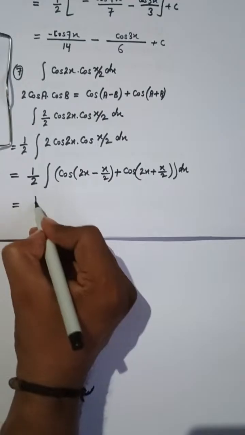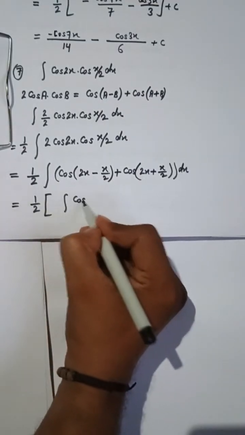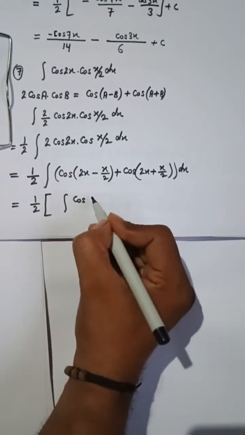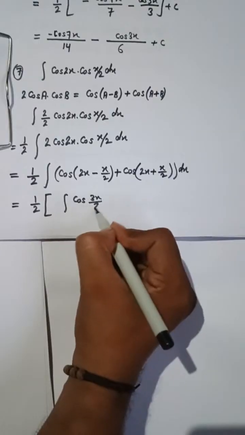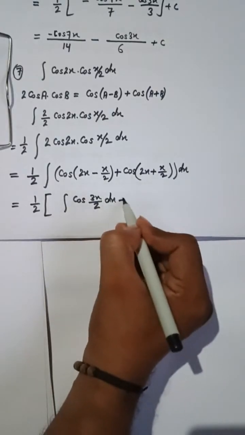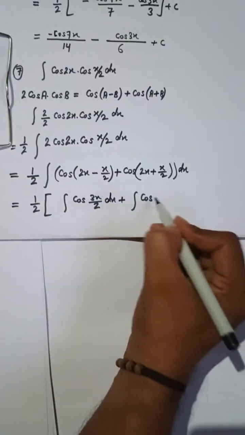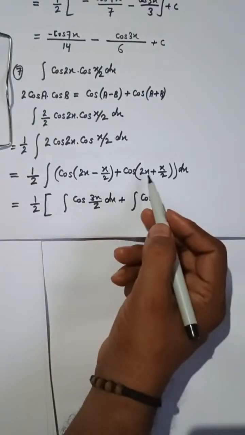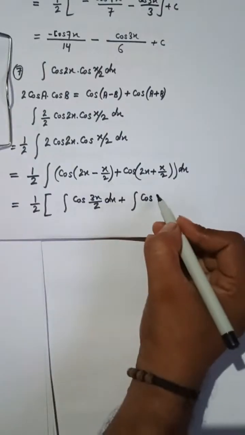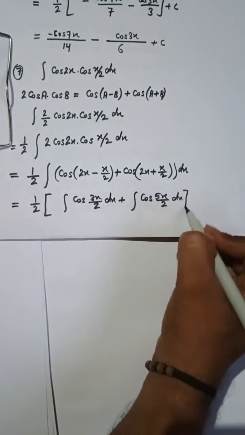Here 1 by 2. Now the integration of cos 2x minus x by 2. Here 2 to the 4, 4 minus x is 3, so we have 3x by 2. Is it visible? 3x by 2, yeah. And then dx plus the integration of cos, here we have 2 to the 4, 4 plus x, 5x. So cos 5x by 2, and then dx plus c.